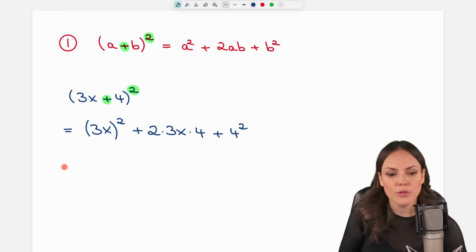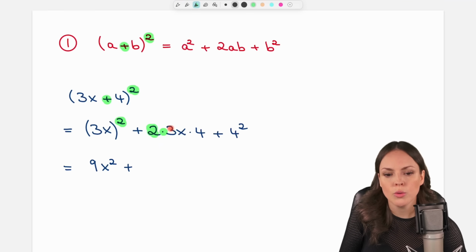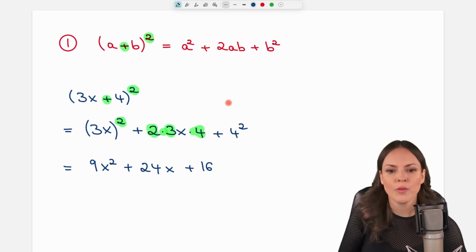And now we only have to simplify this. To square this, I can just square the 3. 3 squared equals 9, and x squared as well. Then the numbers, I can multiply them. 2 times 3 equals 6 times 4 equals 24, and don't forget the x. And then here, 4 squared equals 16, and this is my result. So in total, take the first part, square it, then you have your middle part with 2 times the first times the second, and then square your last part.